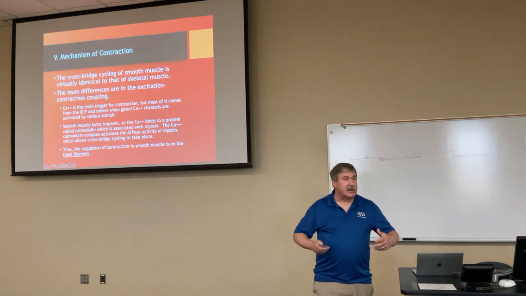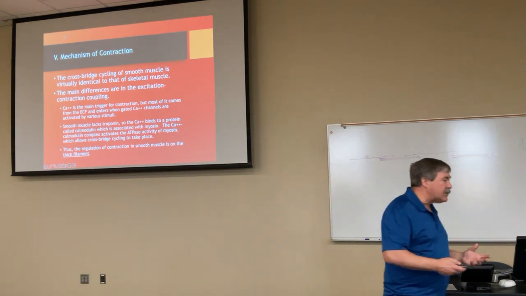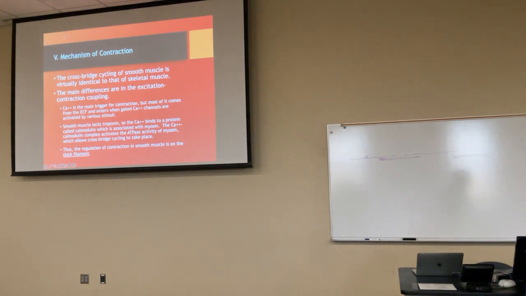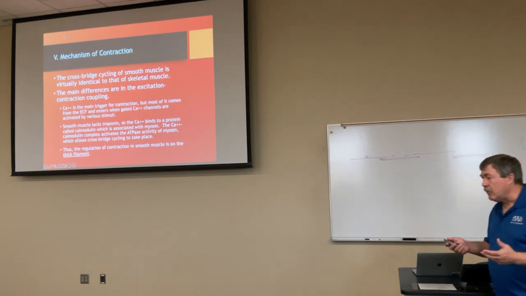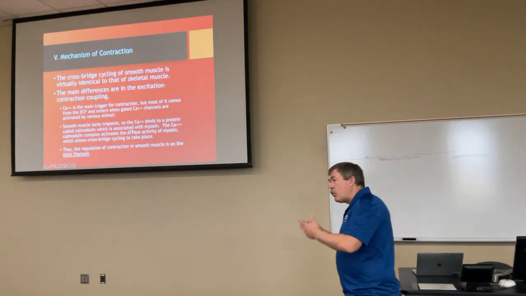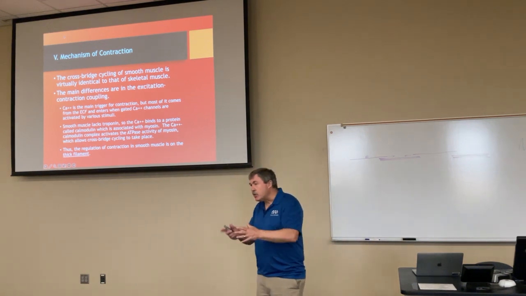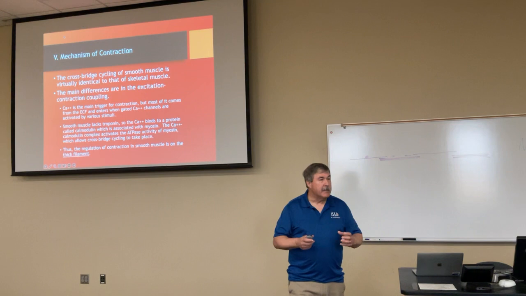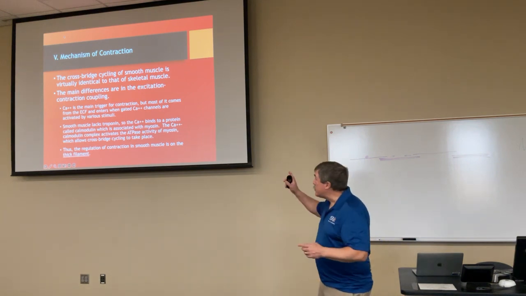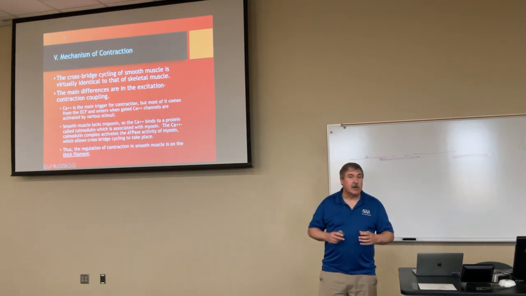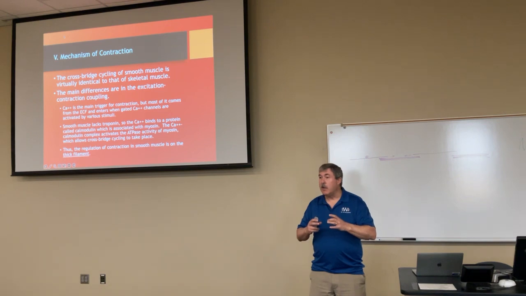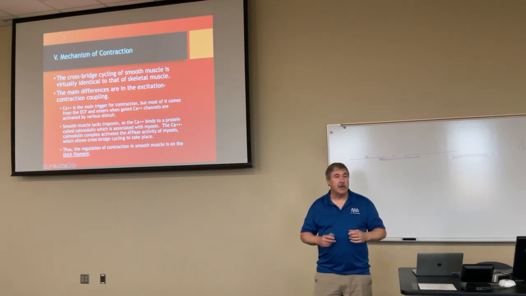Another difference is that the control of contraction in smooth muscle occurs on the thick filament, not on the thin filament. See, in skeletal muscle, the troponin and tropomyosin is on the thin filament. So in skeletal muscle, the control of the cross-bridge cycle occurs on the thin filament. In smooth muscle, the control of contraction occurs on the thick filament.